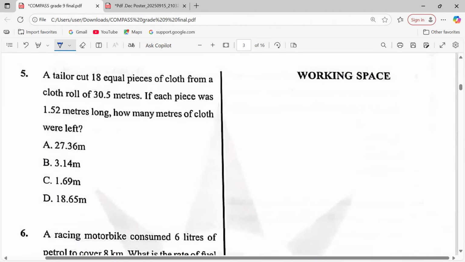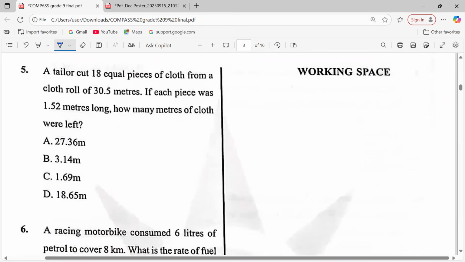Number 5. We are told that a tailor cut 18 equal pieces of cloth from a cloth roll, 30.5 meters. If each piece was 1.52 meters long, how many meters of cloth were left?